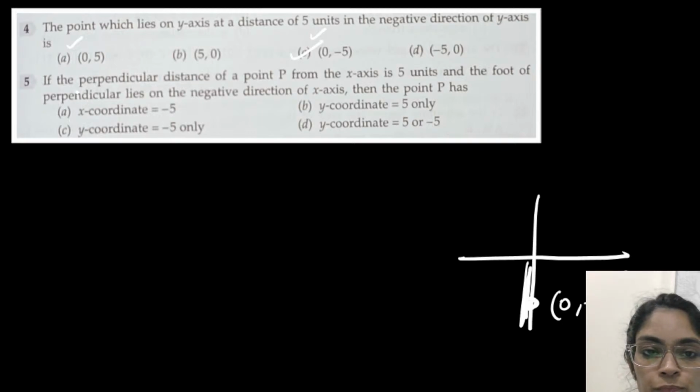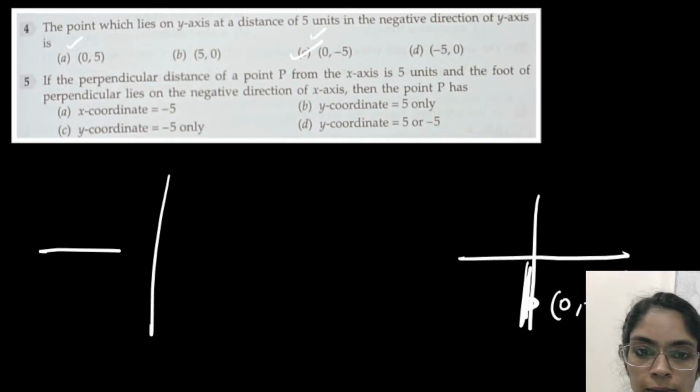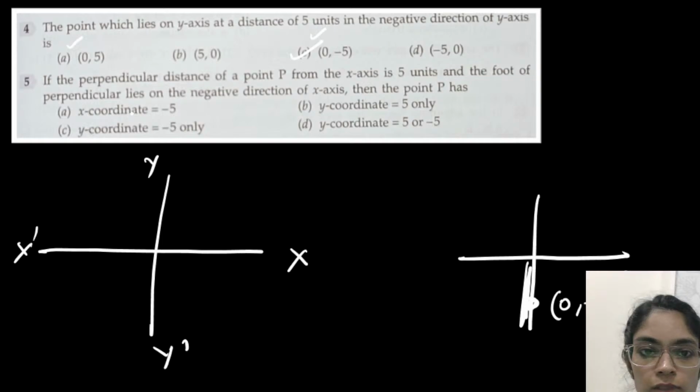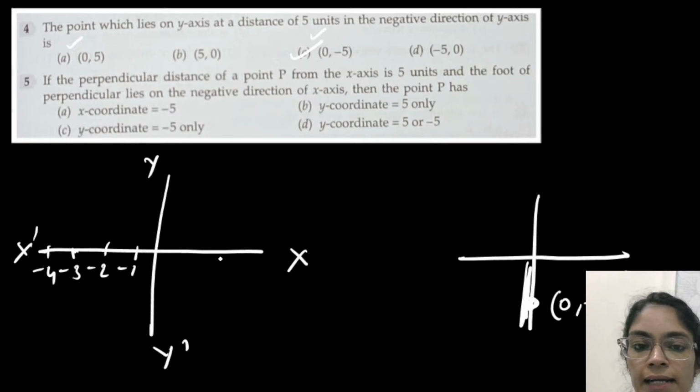Fifth question: the perpendicular distance of a point from the x-axis is 5 units. So again I am just drawing this. This is the x-axis, this is the y-axis. The perpendicular distance of point P from the x-axis is 5 units, and the foot of the perpendicular lies on the negative direction of x. The negative direction of x is here. This is negative, because on the right-hand side x is positive, left-hand side x is negative.